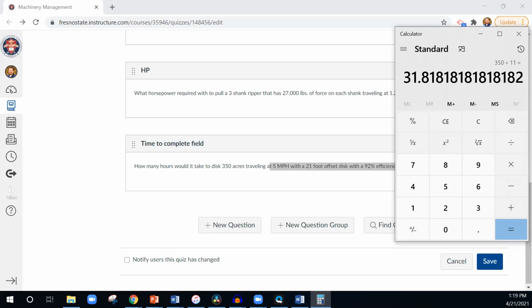So it's kind of like that two-part thing, right? Where you've got to figure out how many acres you can do in an hour. Then you've got to take that field and divide how many acres you're going to get done in that hour, and divide those things.